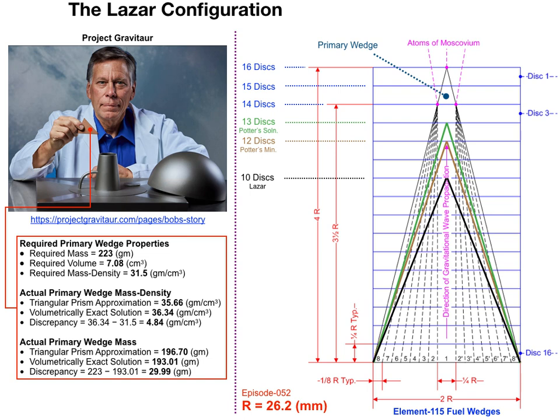We can confirm that the element 115 primary wedge appearing in the Project Gravitaur documentary does not constitute material with a mass density of 31.5 grams per centimetre cubed. Similarly, it does not constitute a mass of 223 grams. It is approximately 30 grams less than the required value.